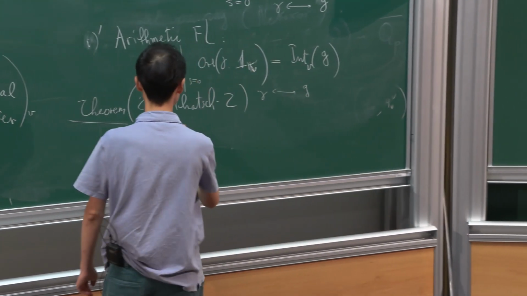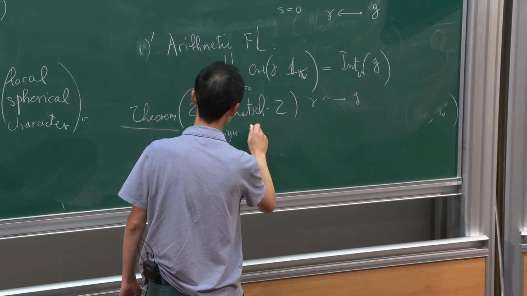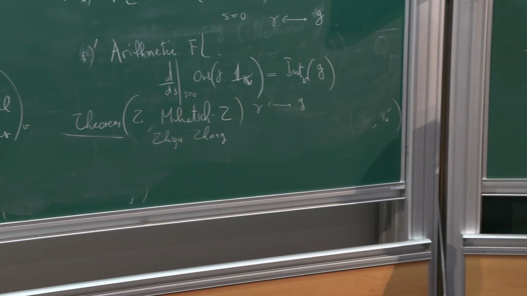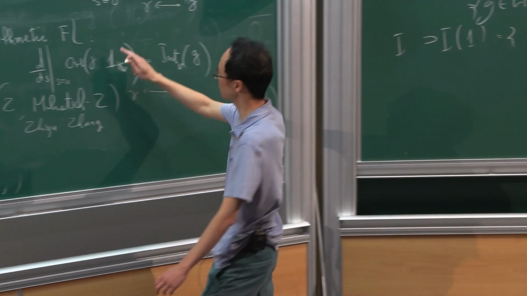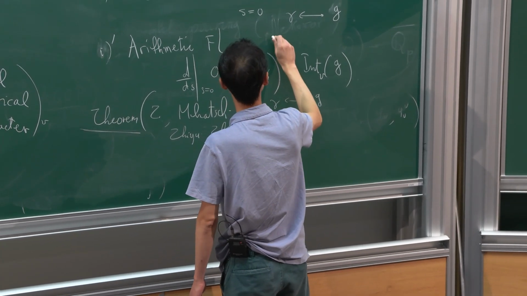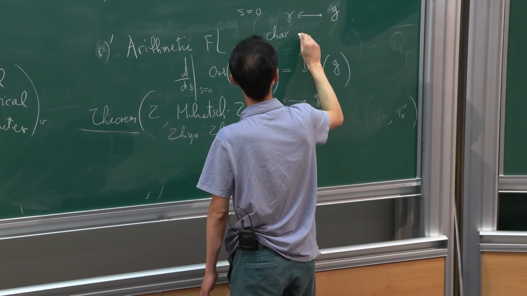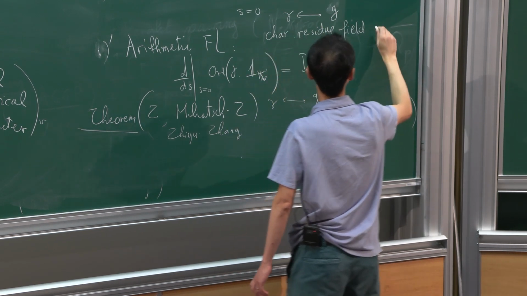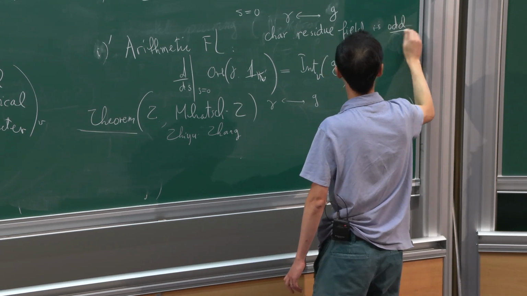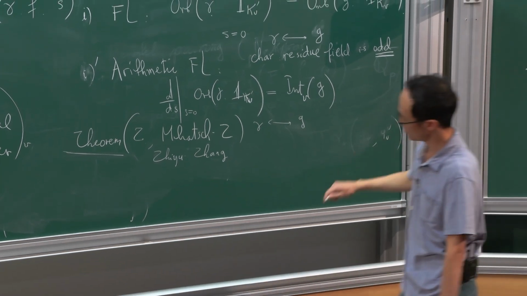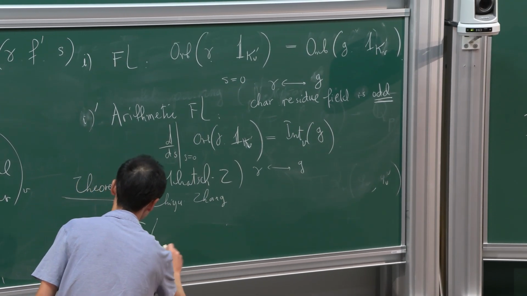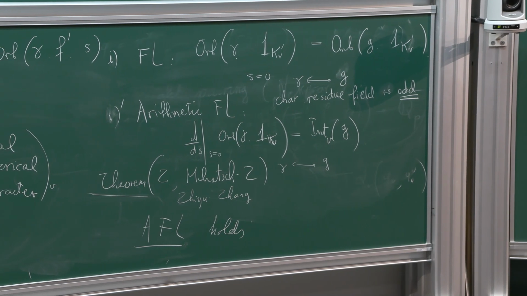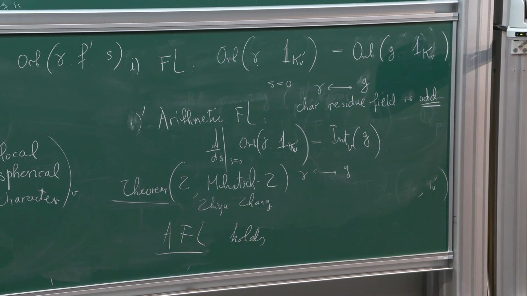More recently, Wei Zhang, my graduate student, managed to remove this big residue characteristic condition. So now you only have to assume p is odd. So let's still assume the residue characteristic of the residue field is odd. Then if it holds in this generality, that's one key ingredient to the result I was stating for the p-adic height.